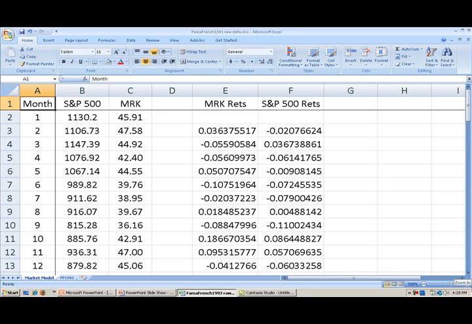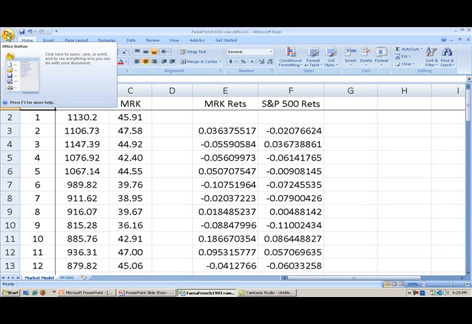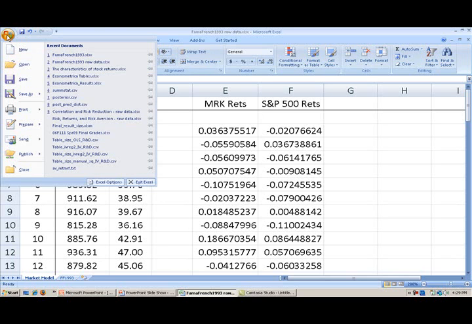In this spreadsheet, we have data for the S&P 500 and for Merck. And in columns E and F, I have calculated Merck's returns and the S&P 500 returns. What we now have to do is run a regression. To run a regression, we need to load the analysis toolpack into Excel. To do that, go to the Office button, and at the bottom, select the Excel options.